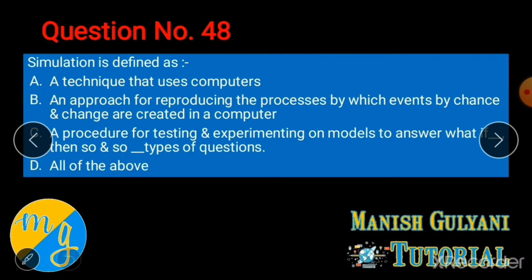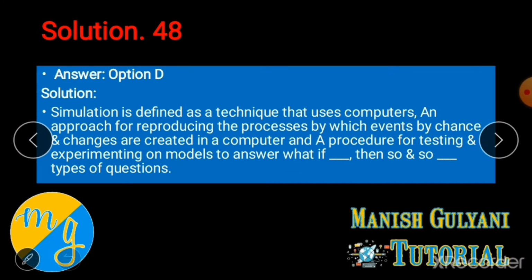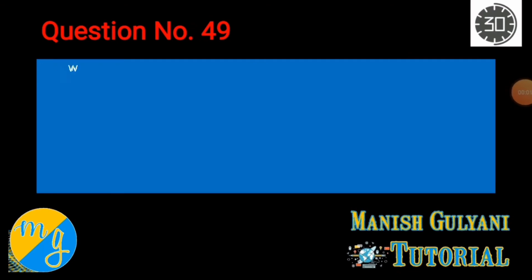Question number 48. Simulation is defined as a technique that uses a computer, an approach for reproducing the processes by which events by chance or change are created in a computer, a procedure for testing experiments on models to answer what if types of questions, all of the above. So definitely the answer is all of the above. These all are the features of simulation. So option D.